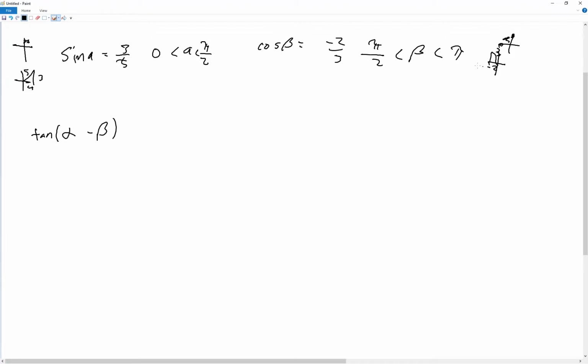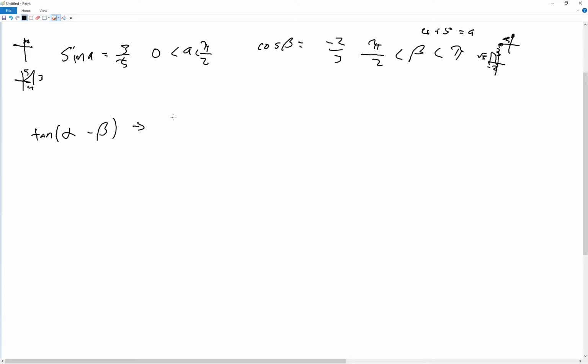If we do the Pythagorean theorem formula, it'd be negative 2 squared, which is 4, plus b squared equals c squared, which is the hypotenuse squared, just 9. Subtract 4, and b is just square root 5. And yeah, you want to find tan alpha minus tan beta.